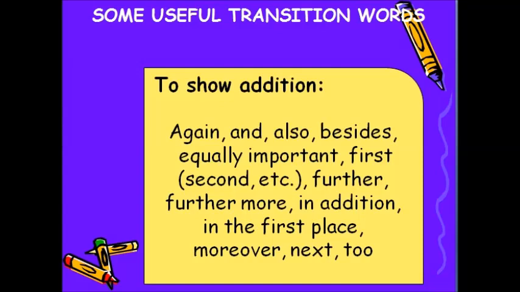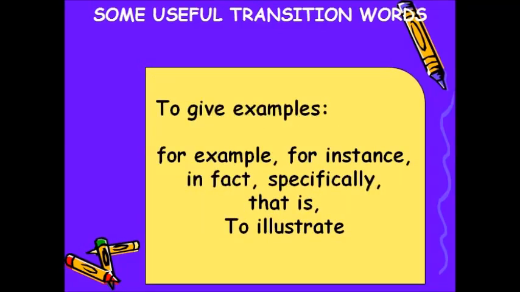Transition words are very important for writing effective paragraphs. Here are some of the most useful transition words, and we will see what kind of purpose they serve. To show addition, we use again, also, besides, equally important, first, second, further, furthermore, in addition, in the first place, moreover, next. To give examples, we use for example, for instance, in fact, specifically, that is, to illustrate.